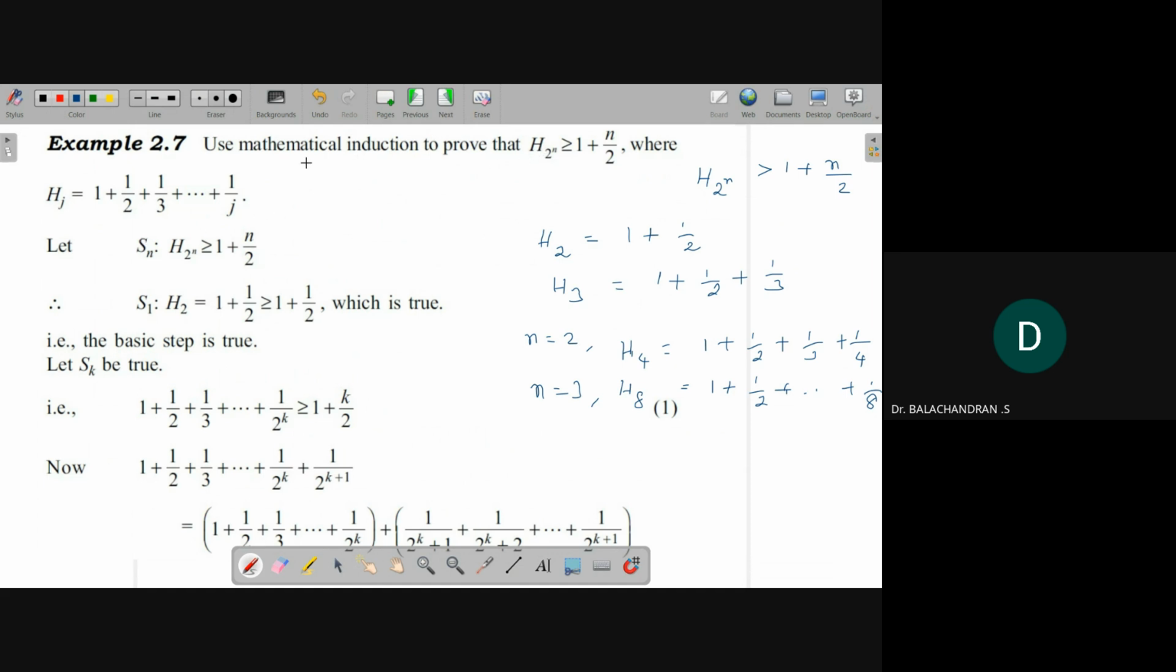Now we are going to prove that H2 power n is greater than or equal to 1 plus n by 2. Okay, so let us take Sn as H2 power n is greater than or equal to 1 plus n by 2.